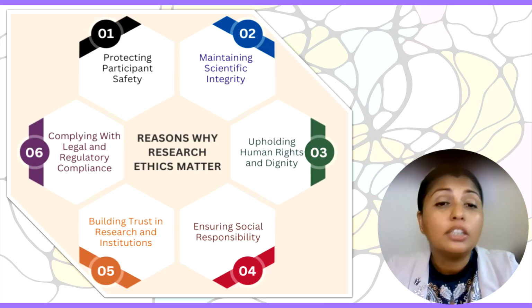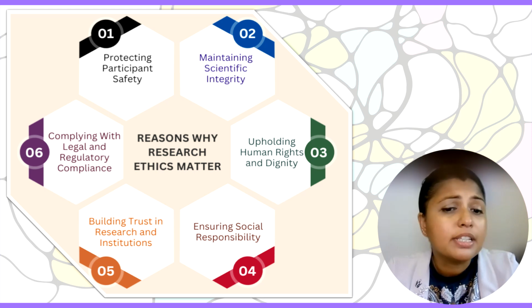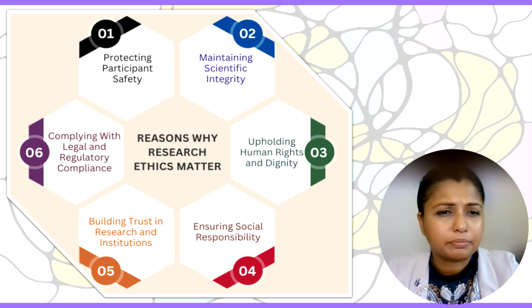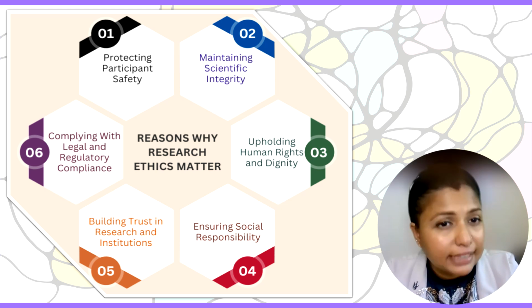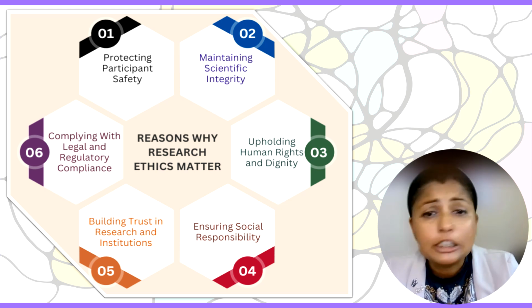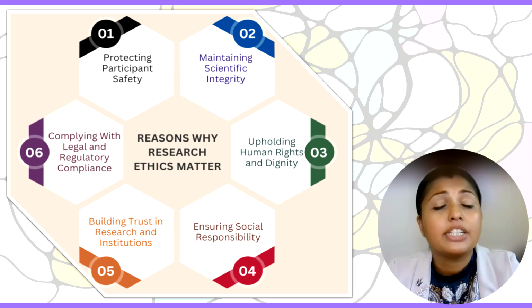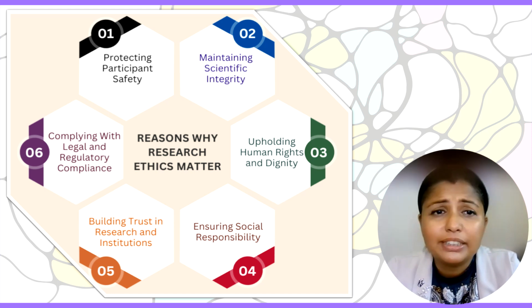Now that we've discussed all the core ethical principles, let's talk about why research ethics matter. Firstly, it's about protecting participant safety, to ensure that these individuals are not exposed to any unnecessary risk or harm during the research. Maintaining scientific integrity: researchers must report findings honestly and avoid any misconduct like data fabrication or plagiarism. Upholding human rights and dignity is also deeply important. Every participant deserves to be treated with respect, autonomy, and fairness throughout the study.